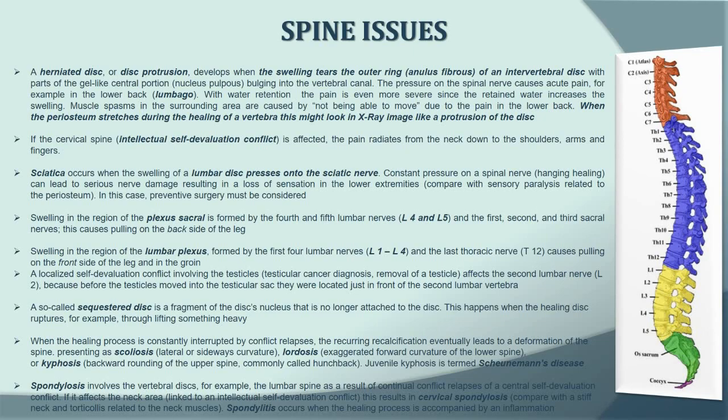Spondylosis involves the vertebral discs, for example, the lumbar spine, as a result of a continual conflict relapse of a central self-devaluation conflict. If it affects the neck area, it is linked to an intellectual self-devaluation conflict, and this results in cervical spondylosis. So you can compare this with a stiff neck and torticollis related to the neck muscles. Spondylitis occurs when the healing process is accompanied by an inflammation.